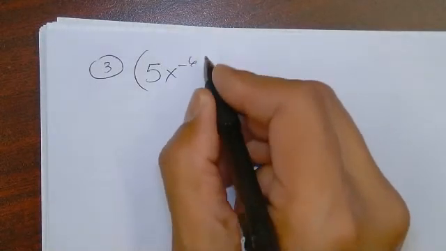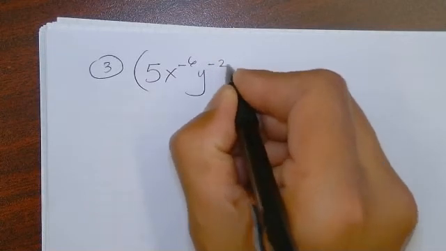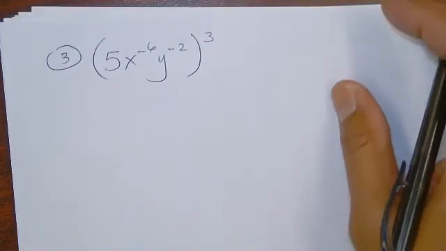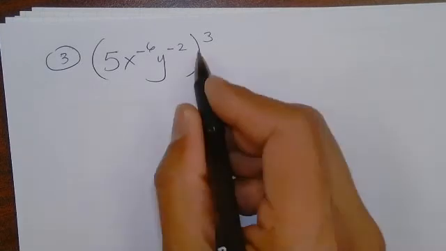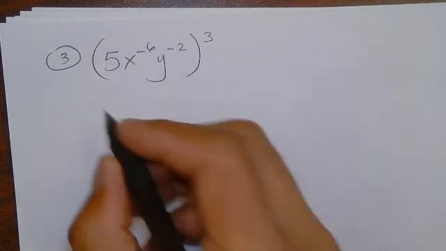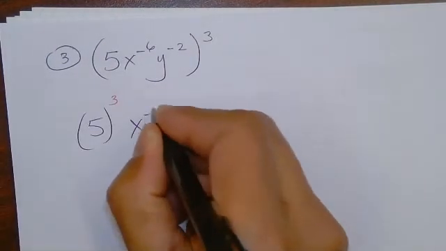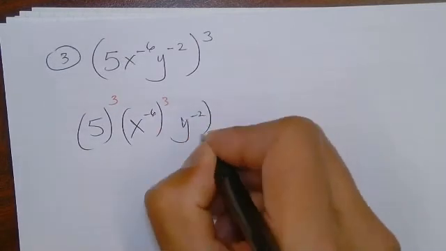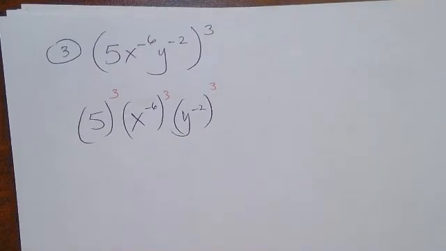5x to the negative 6, y to the negative 2, all to the power of a positive 3. Wow. We know that all of these in here get a what? A power of 3. So we're going to just break this up into three little separate problems here. All of these get a 3.